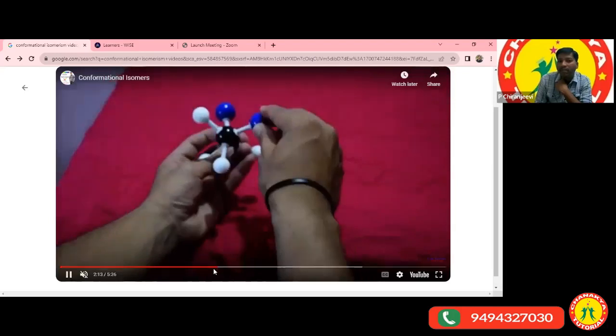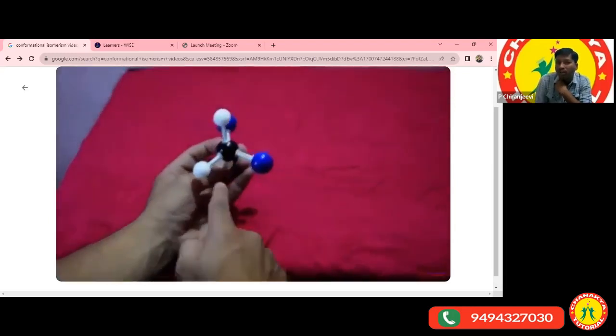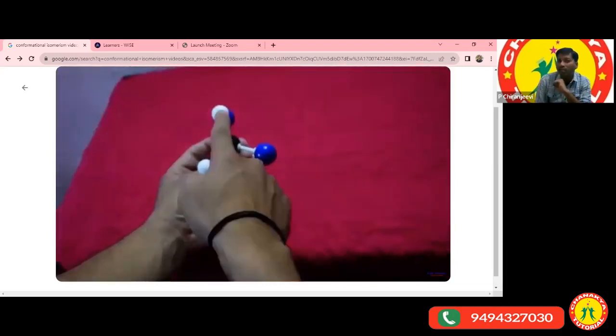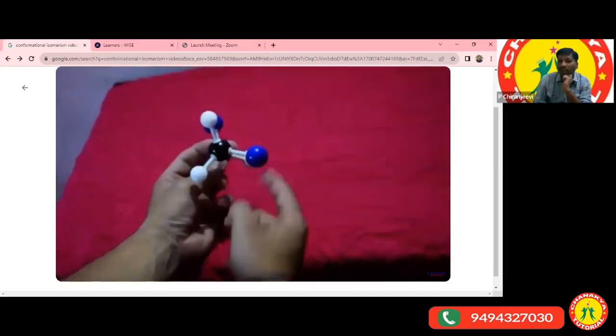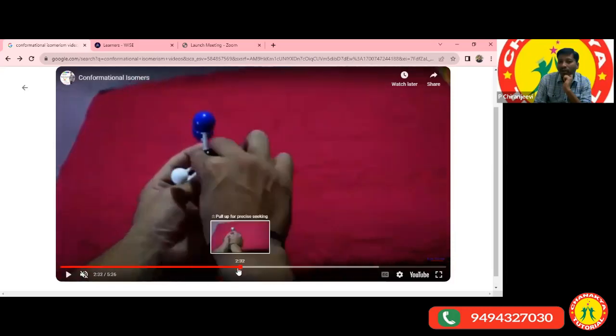Now again he is rotating 60 degrees. Now let's see. After rotating one more 60 degrees, you got one more structure. Again you got one more structure. Again, if they rotate one more 60 degrees, you'll get one more new structure.